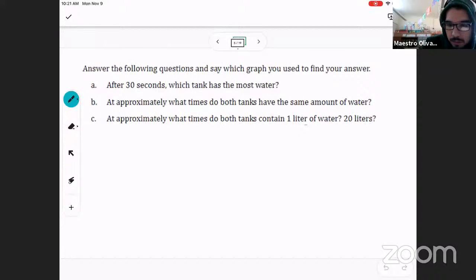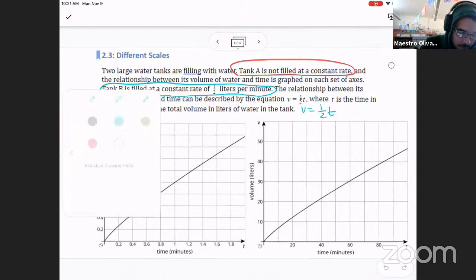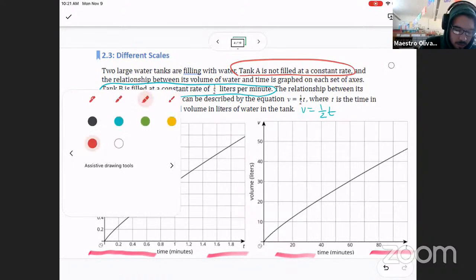I know, right? So in the chat box, should have had this typed up beforehand. After 30 seconds, which tank has the most water? So let's go back to the graph. After 30 seconds, who has more water? The graph or the equation?